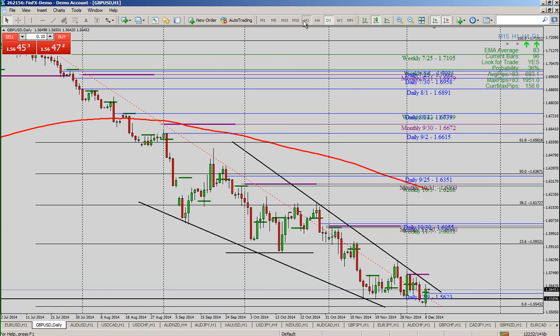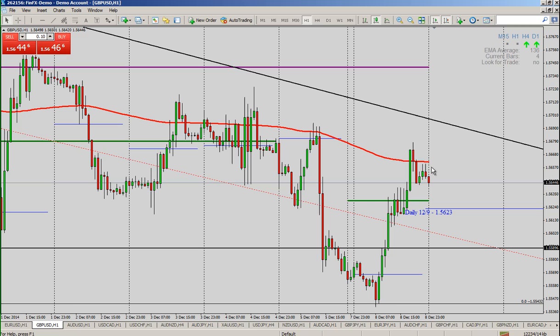So for the meantime, we're watching for a break. If this breaks, we should have some good buying opportunities on the pound dollar. So let's be super ready for some of that activity. And I think that's going to be pretty good.